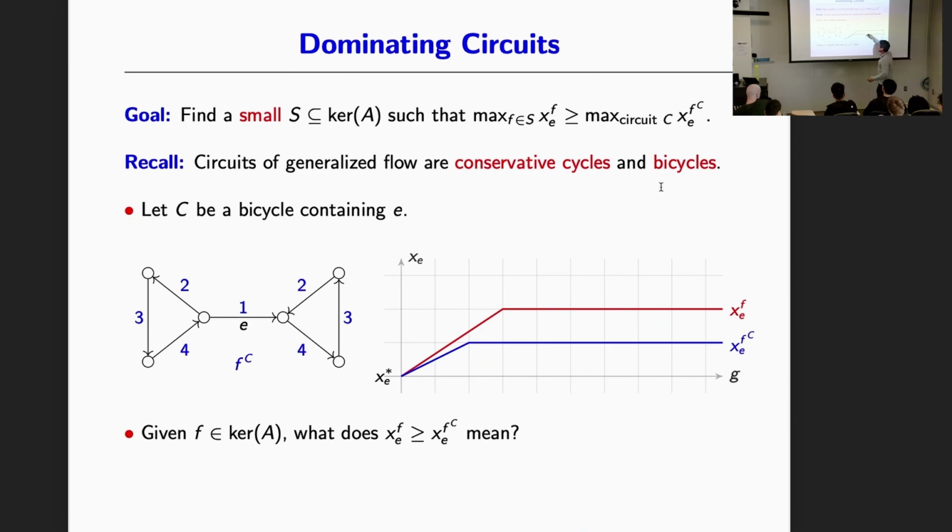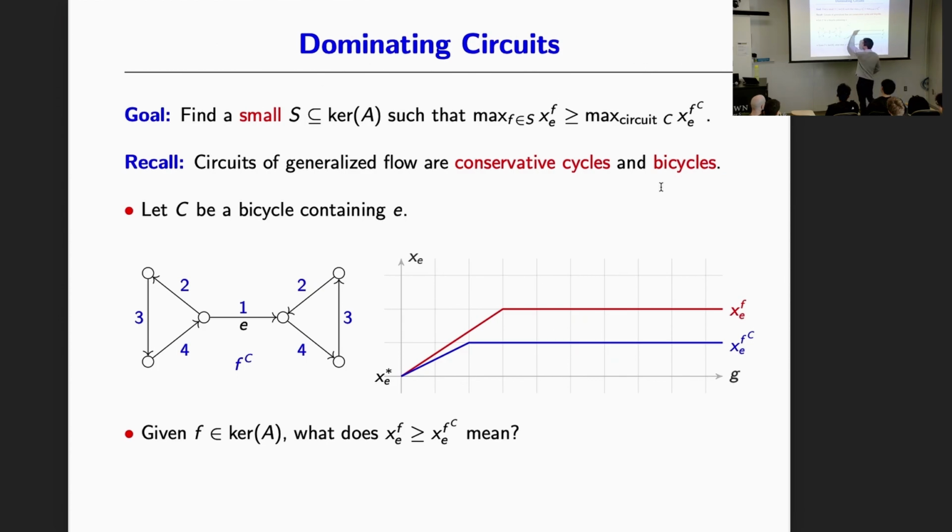So it means that it lies above the curve, obviously. But what does that even mean? So let's first look at this constant piece. It means that you can send more flow on E, via F, than via the circuit.